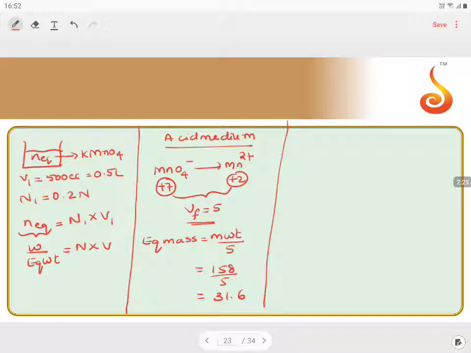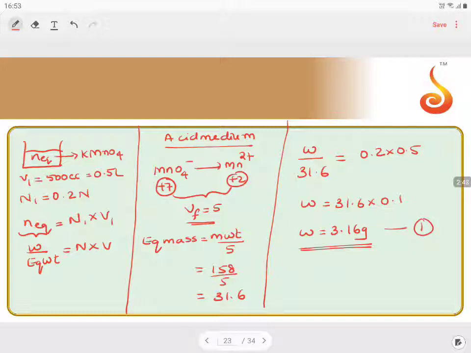Now coming back to this, weight by 31.6 is equal to normality, which is 0.2, and volume, which is 0.5. So W is equal to 31.6 into 0.1, which is equal to 3.16 grams. So your first question is completed. This is the first part of the solution: 3.16 grams of KMnO4 is required to prepare 500 cc of 0.2 normal solution. So the first part of the solution is done.